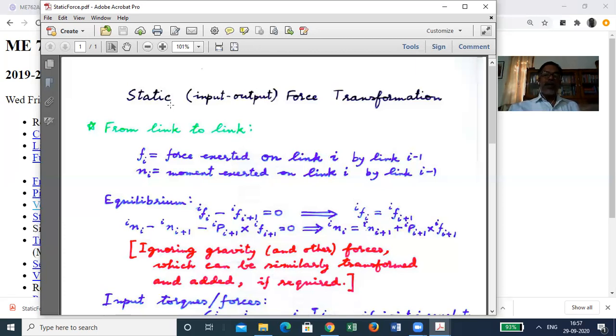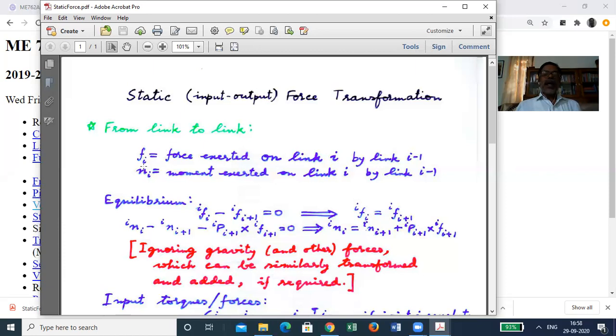And that force and moment combination which it encounters from the environment, that you can get by a wrist sensor, by a force torque sensor mounted on the hand. That is, just before the contact of the hand with the environment, you mount this, through which the force and moment of the environment actually goes to the manipulator. Okay, so from link to link.